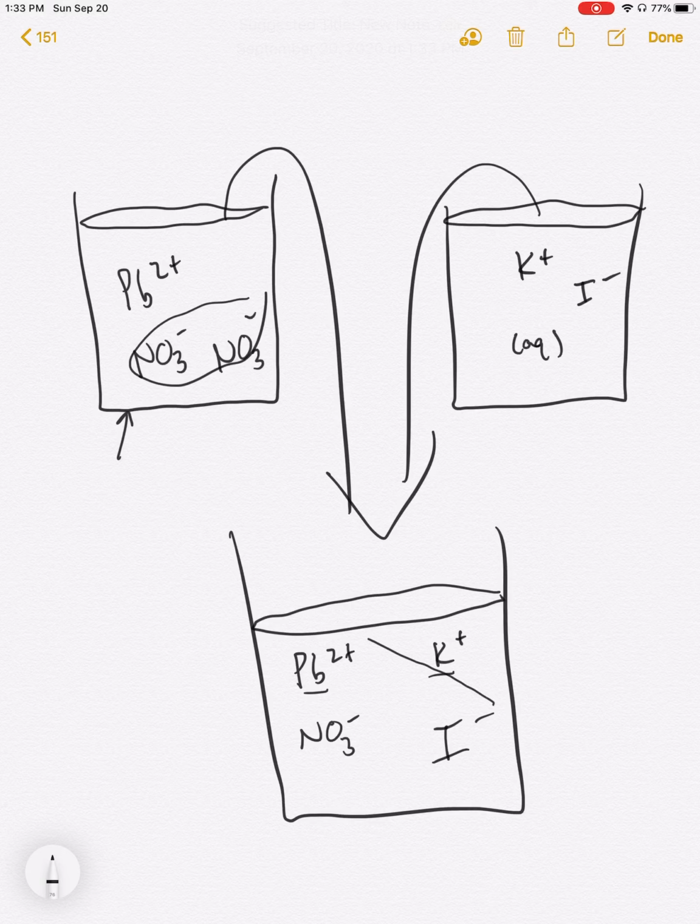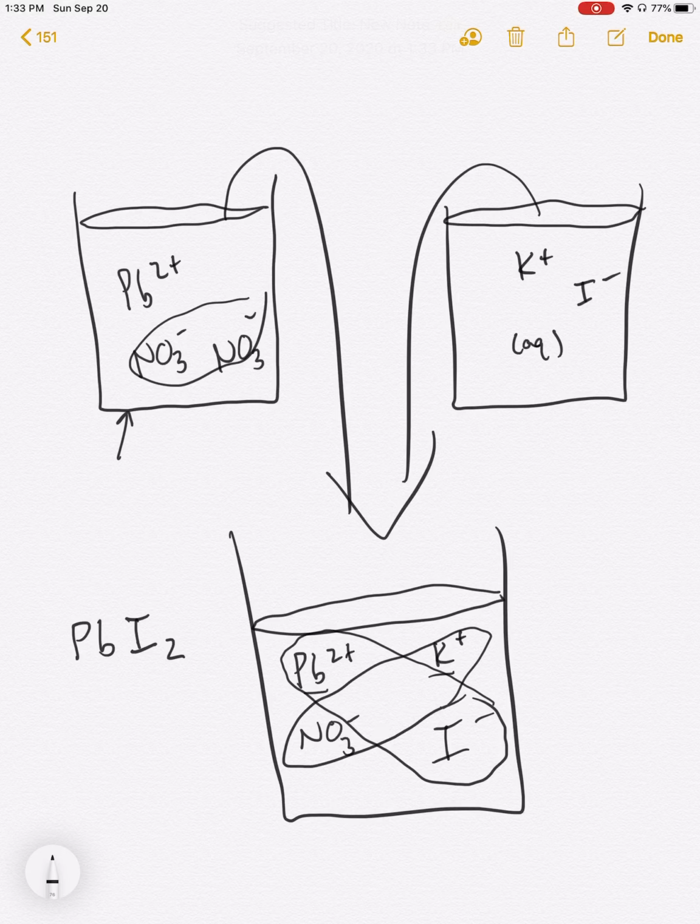But the lead could combine with the iodide. And when it does, because the lead's charge is +2 and the iodide is -1, the product would be lead 2 iodide or PbI2. Also, the potassium and the nitrate could combine to make KNO3.